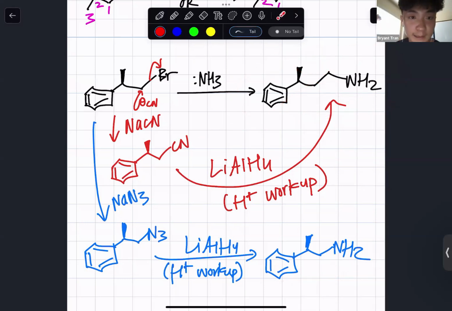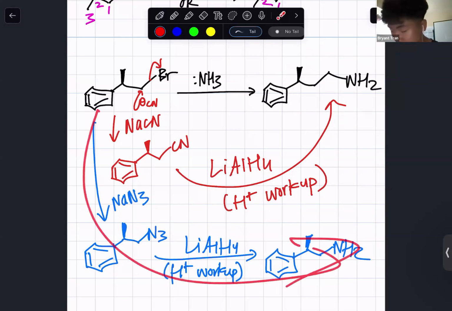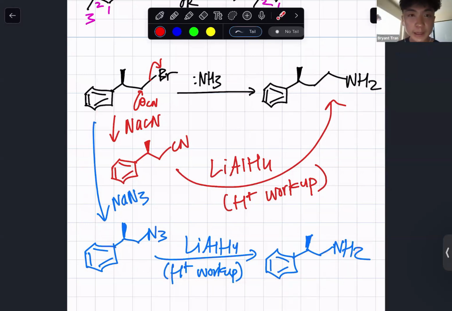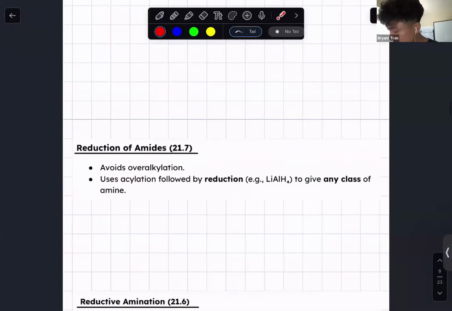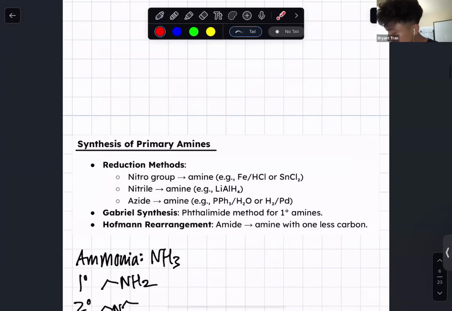So it depends on the synthesis problem. If your product has the same amount of carbons, then you want to go through this route, the NaN3 route. But if you see in the product that you have one extra carbon, you want to go through this route where you add the NaCN. Okay. Now, the next one is going to be about Gabriel synthesis.